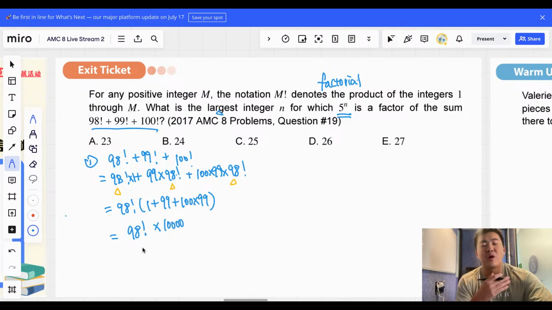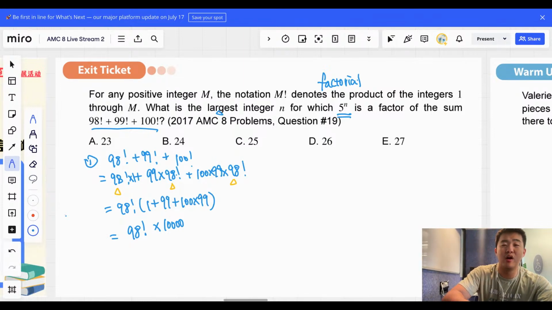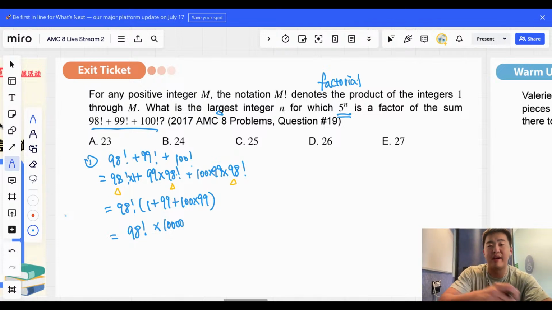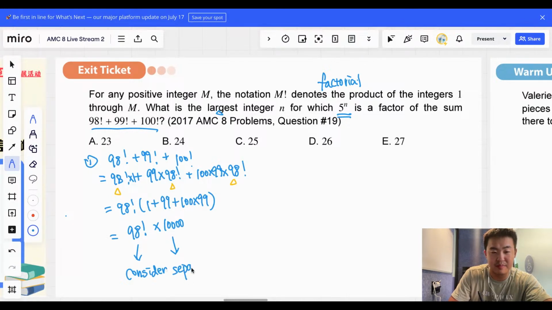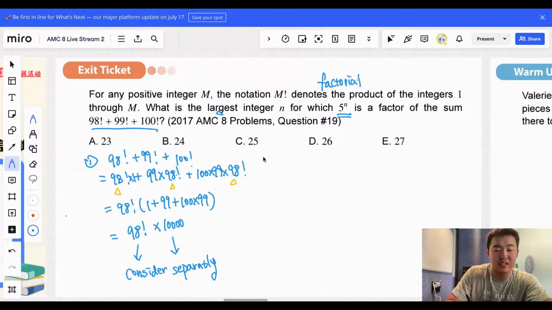Good. So these are already two factors, and we're asking for the largest integer n, which is the exponent, for which 5^n is a factor of the sum. So let's consider these two factors separately, case by case again. I will say consider separately. That should be enough for our first step. Now let's go to the second step. Since we know that 5 is a prime number, 5 is prime, we are going to apply another formula.